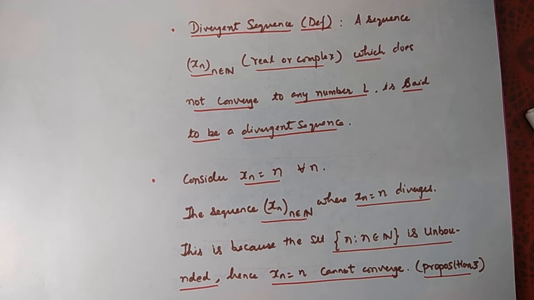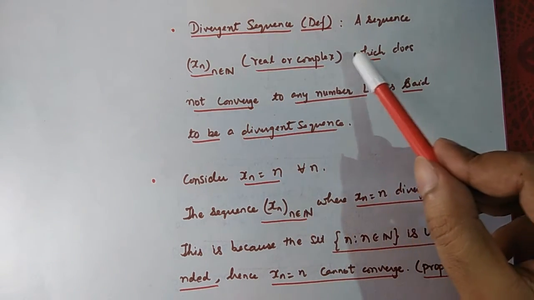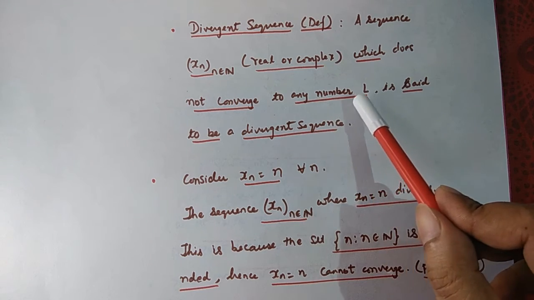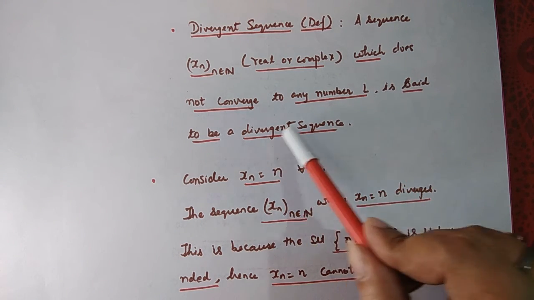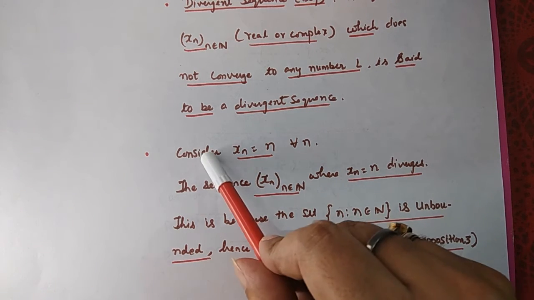So far we have been discussing convergent sequences. Let us pause for a while and discuss in some detail what is meant by a divergent sequence. A sequence xn, real or complex, which does not converge to any number L is said to be a divergent sequence.